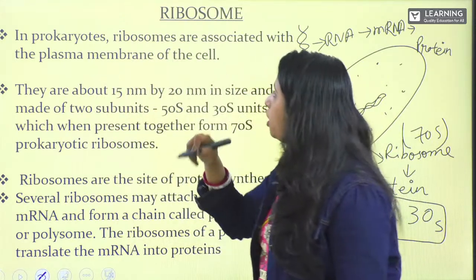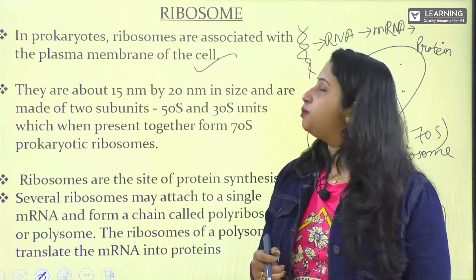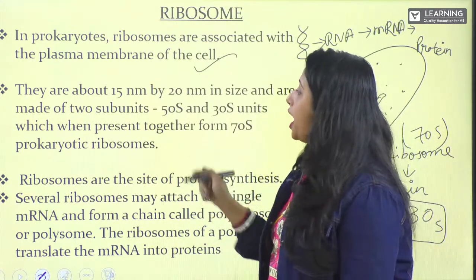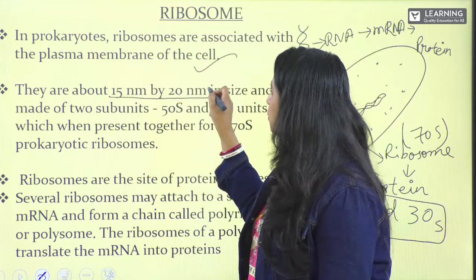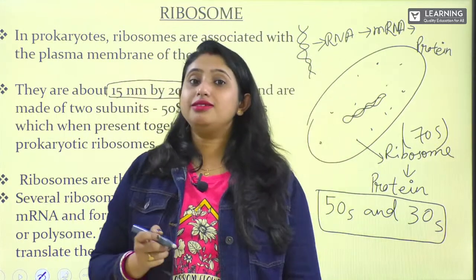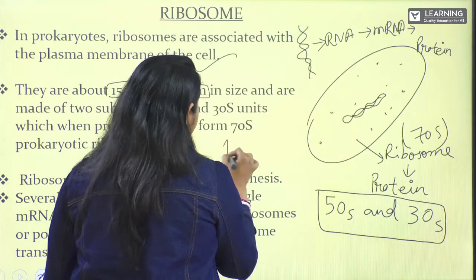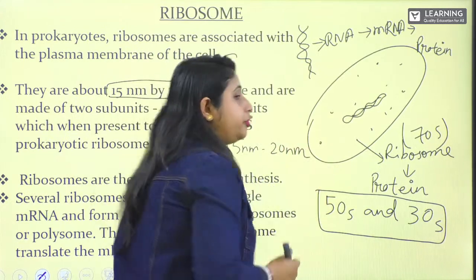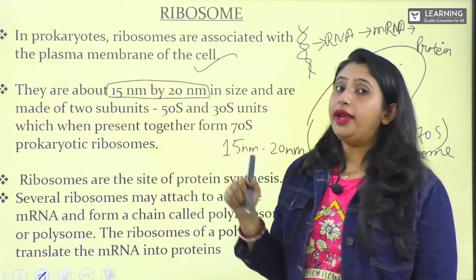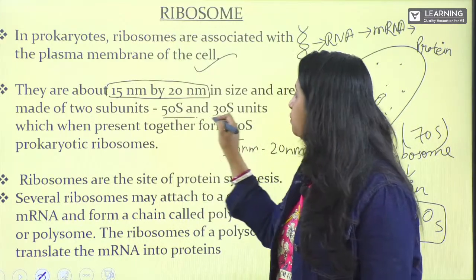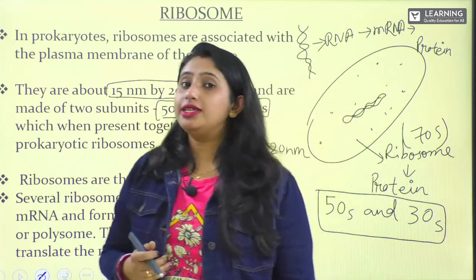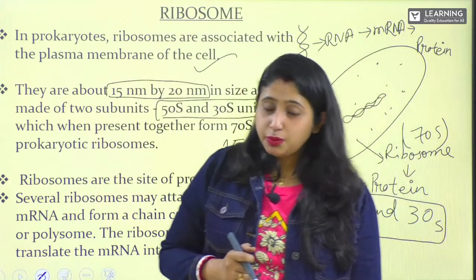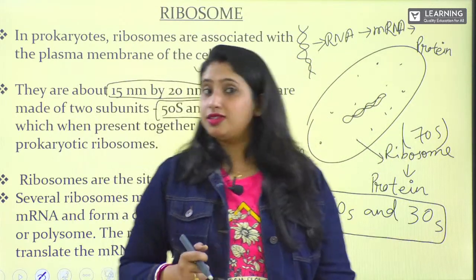So in prokaryotes, ribosomes are associated with the plasma membrane of the cell. They will be present near the plasma membrane, and they are about 15 nanometer to 20 nanometer in size. So what is the size of the ribosome? 15 nanometer to 20 nanometer, and there are two subunits which you have seen, 50S and 30S. The 50S is the larger subunit and the 30S is the smaller subunit, okay?